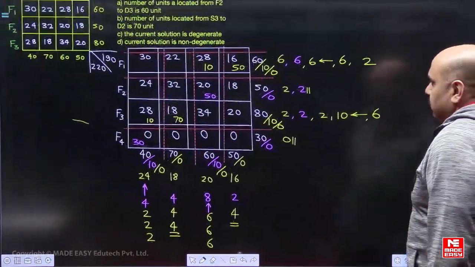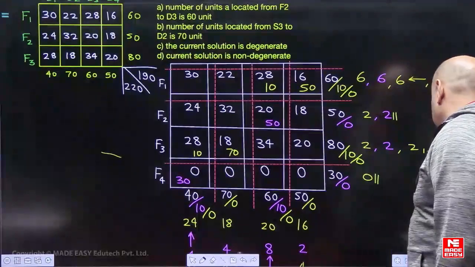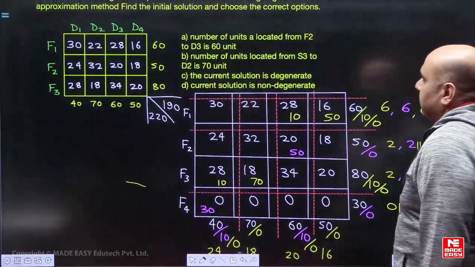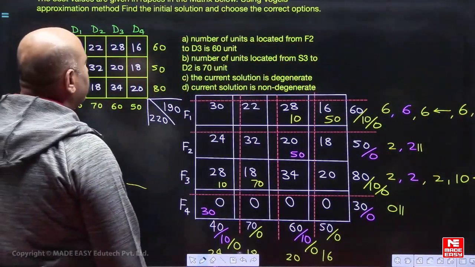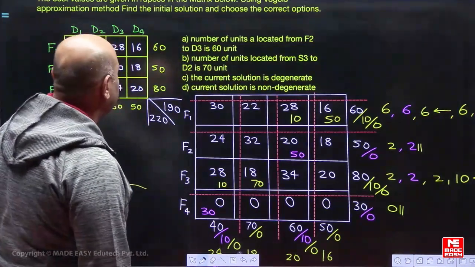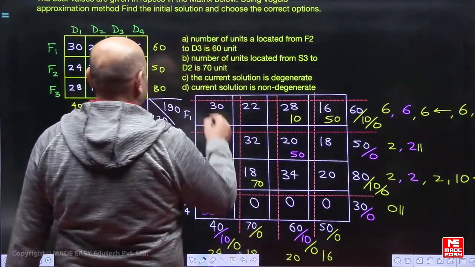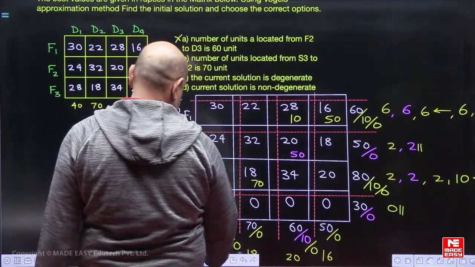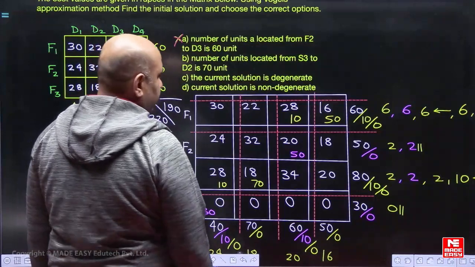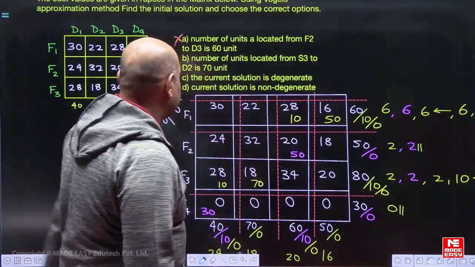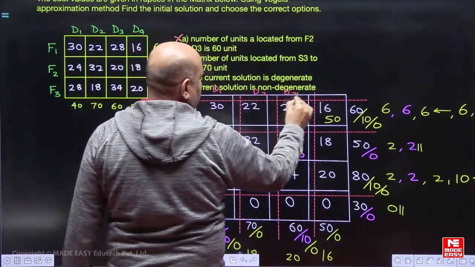These are the allocations. Now see the question, what they are asking in the question. Basically, अपन का क्वेश्चन में जो पूछ रहा है वो तो देखना पड़ेगा क्या पूछ रहा है. Choose the correct options. Number of units allocated from F2 to D3. F2 से D3 है ना. D3 पे 50 यूनिट्स एलोकेट हो रही है. ये 60 बोल रहा है. तो see the first statement is wrong है ना. फर्स्ट स्टेटमेंट रॉन्ग है. That is not correct. यहाँ पे 50 यूनिट्स हो रही है ना F2 से D3 पे. Do remember, this is D1, D2, D3 and this is D4.